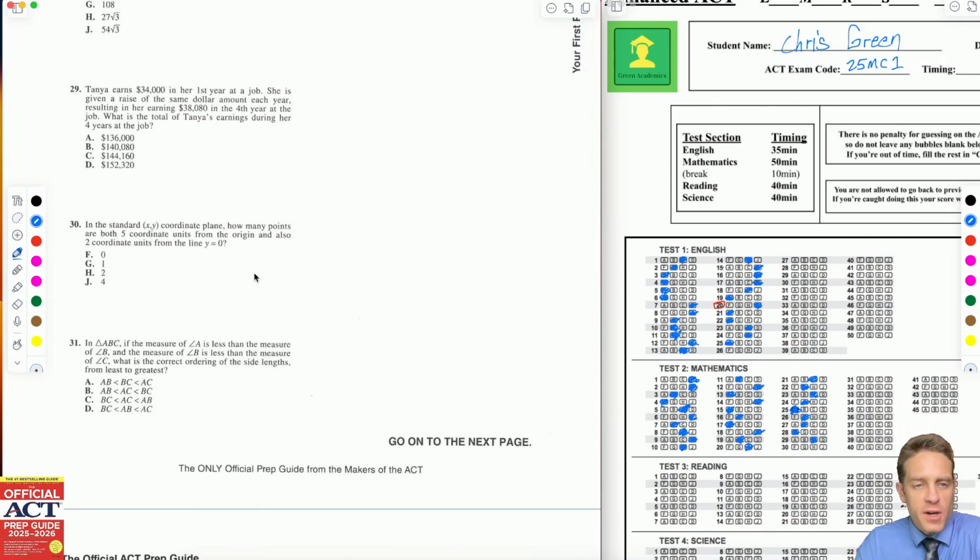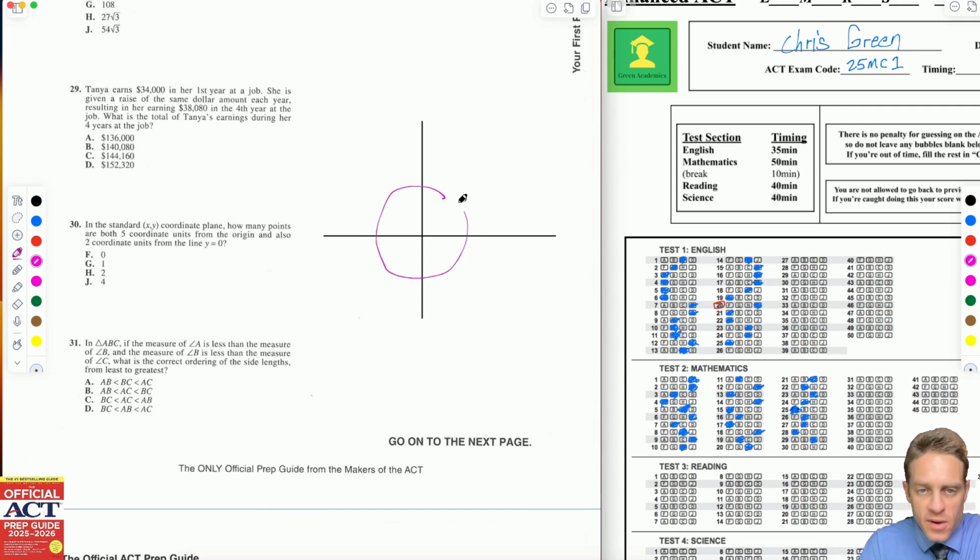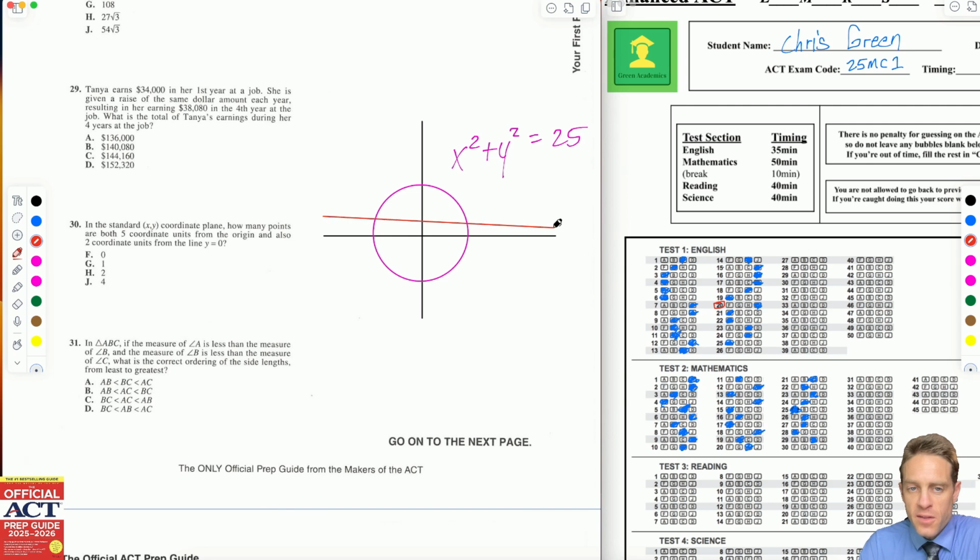In the standard XY coordinate plane, how many points are both 5 coordinate units from the origin and also 2 coordinate units from the line y equals 0? So 5 coordinate units from the origin is a circle of radius 5 around the origin, whose equation would be x squared plus y squared equals 25. Now y equals 0 is the x-axis, right? Is the horizontal axis. 2 units away from there could either be the line this or this, right? As in the line y equals 2 or the line y equals -2.